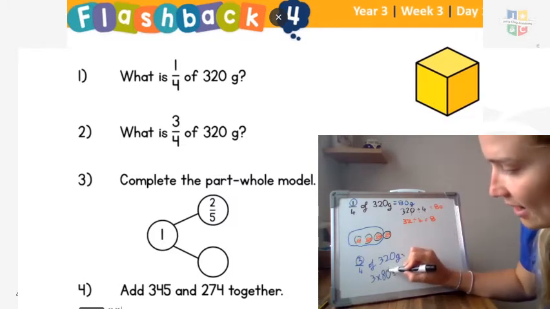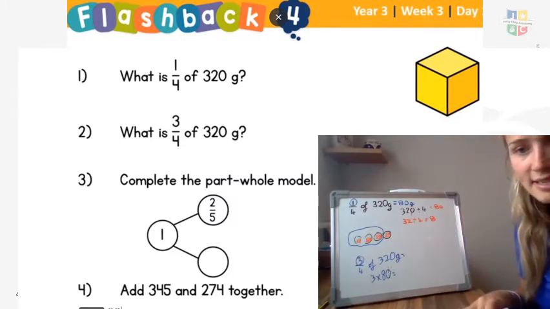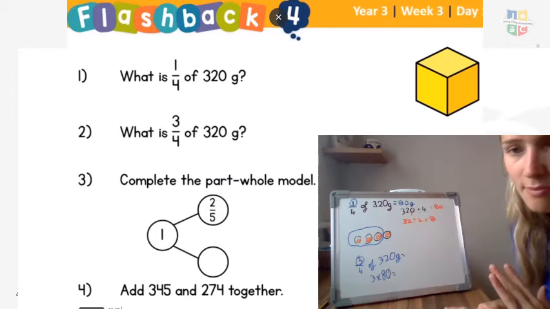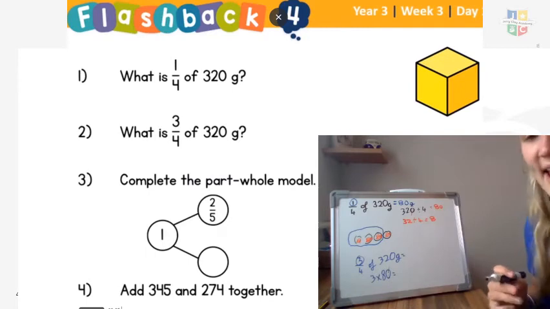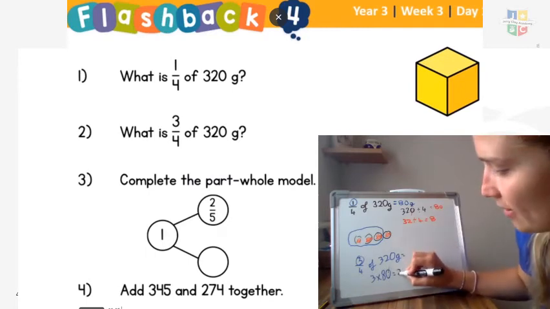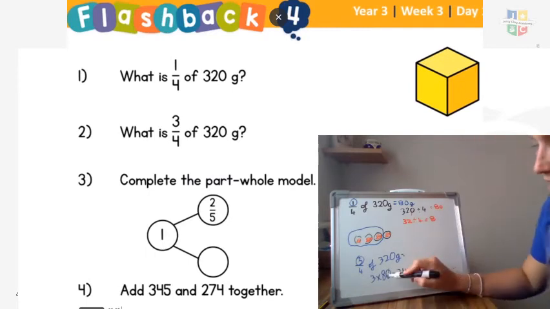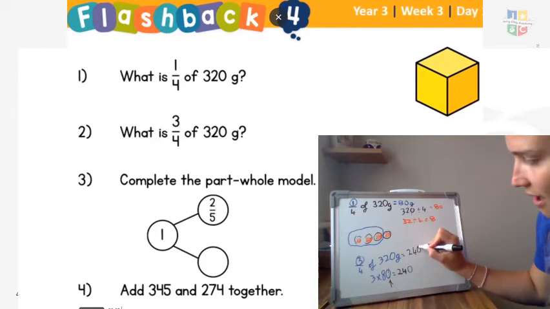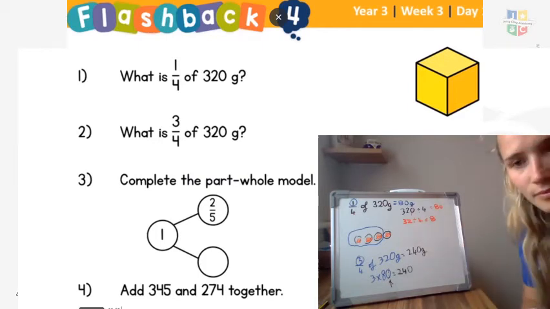Or alternatively, it's got a 0 on the end. Take off your 0 for now. 3 times 8 is, if you do your 3 times table or your 8 times table, 8s are quicker, but 3s you might be more confident with. 8, 16, 24. But remember, you need to then put your 0 back on that you've taken off. So your answer would be 240 grams.